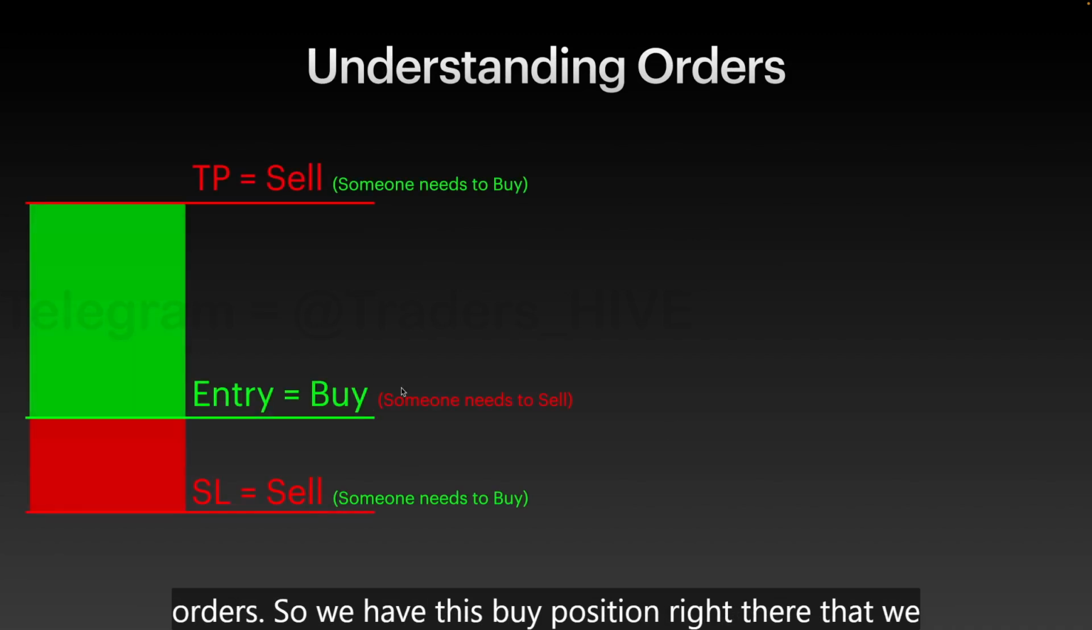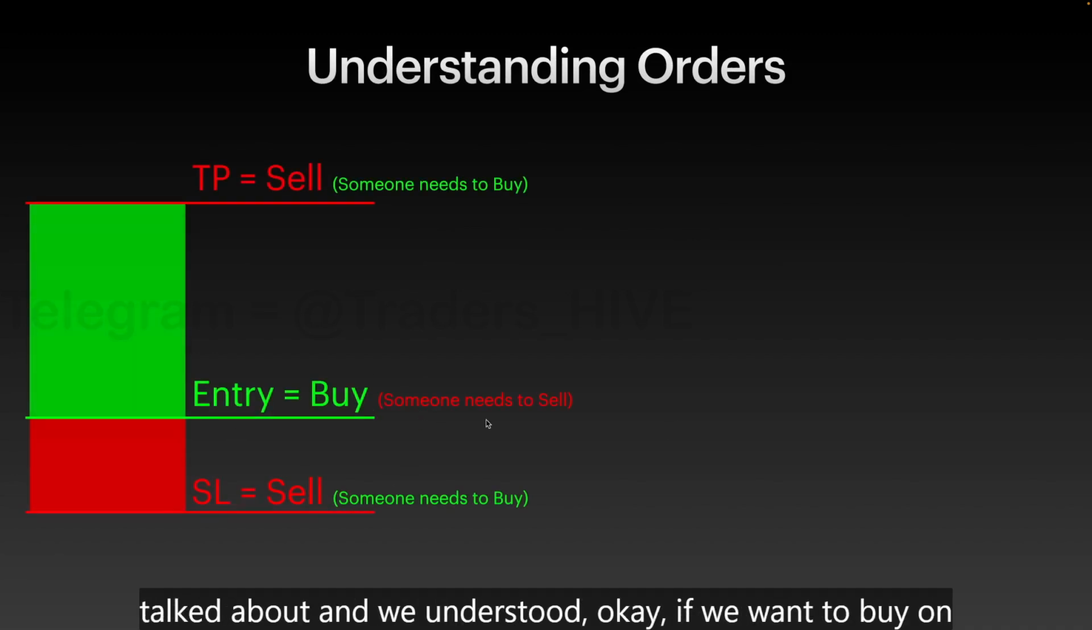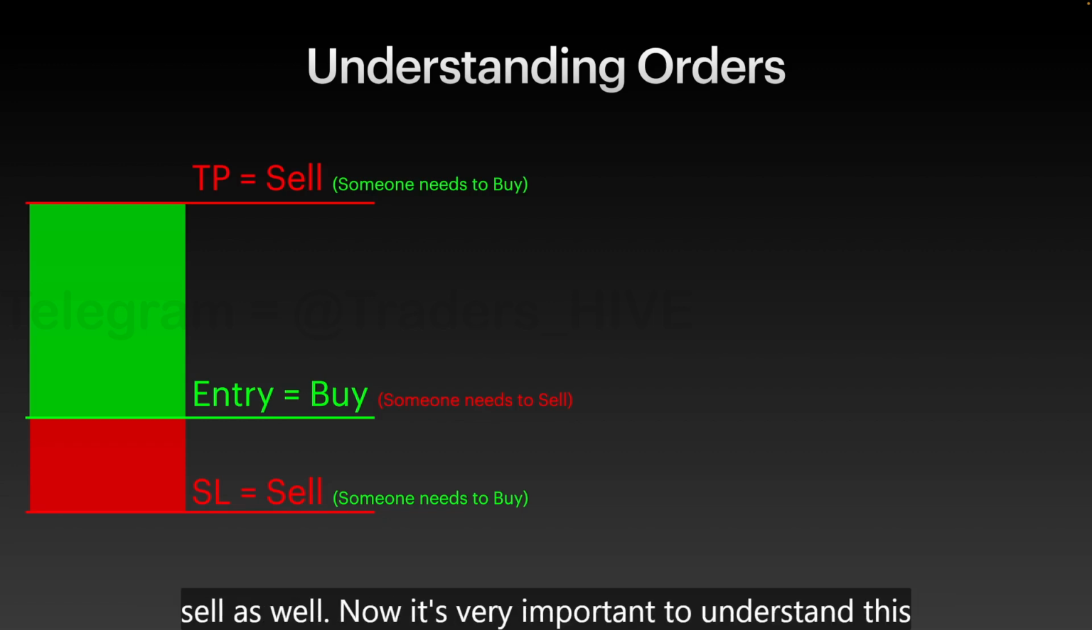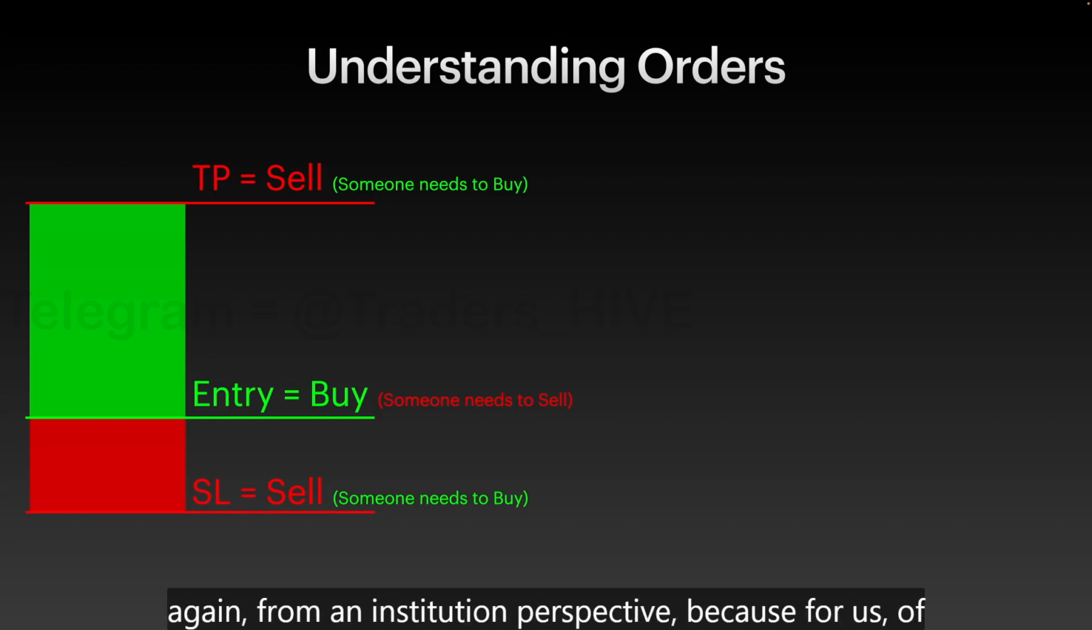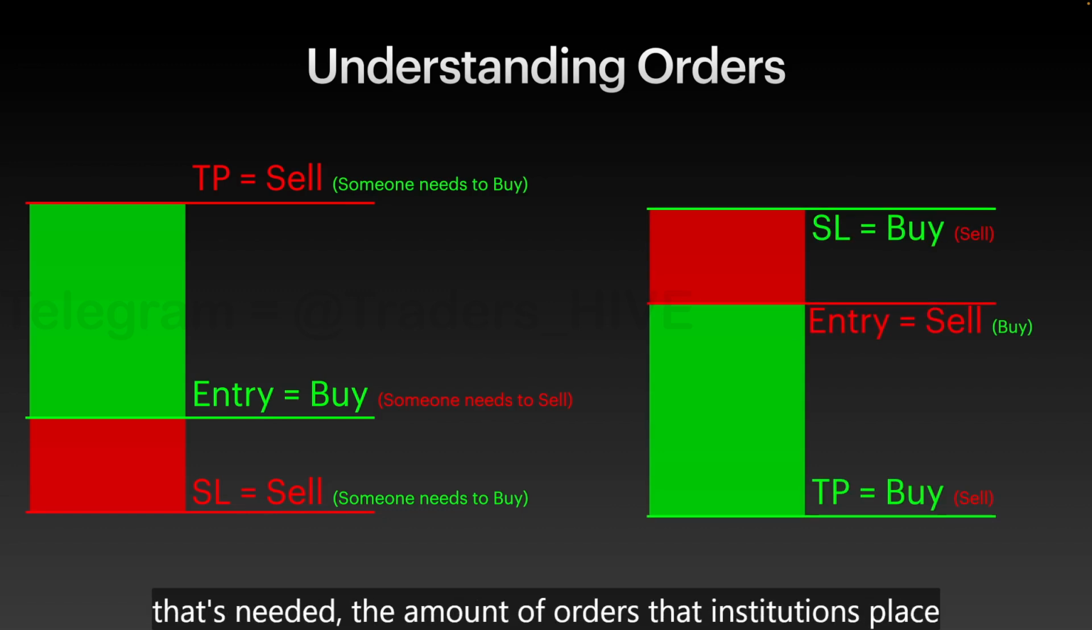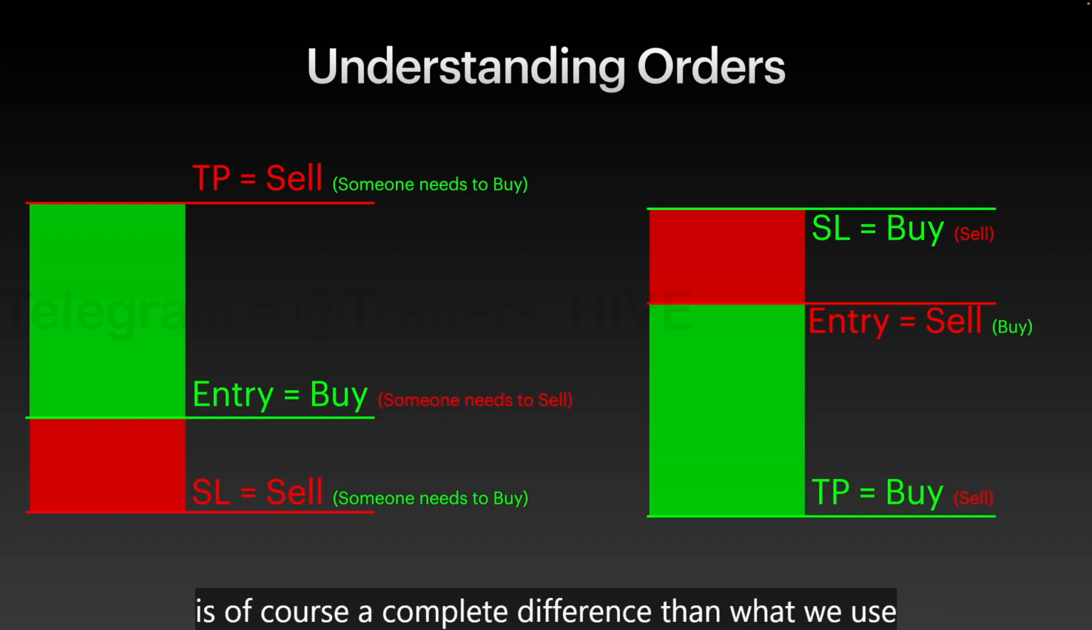So we have this buy position right there that we talked about and we understood, okay, if we want to buy on the other side of the market, there needs to be someone to sell as well. Now, it's very important to understand this again from an institution perspective. Because for us, of course, it's the same, yes, but the amount of quantity that's needed, the amount of orders that institutions place is, of course, a complete difference than what we use, essentially.